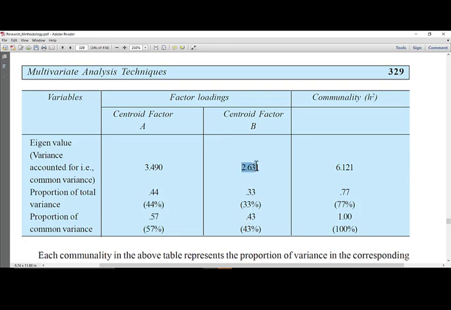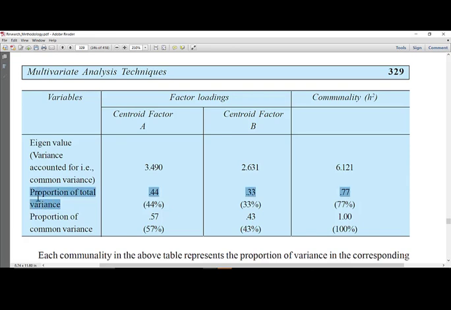This 2.631 divided by the 6.121, that is 0.43. And here obviously 6.121 by 6.121, that is 1, so 100%. This is the proportion of common variance. Now what about the proportion of total variance?